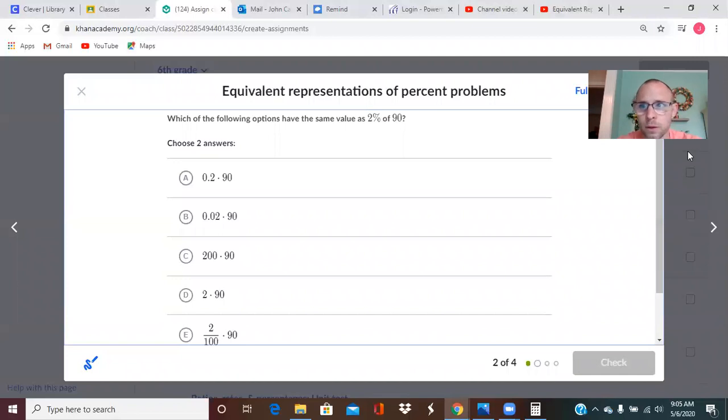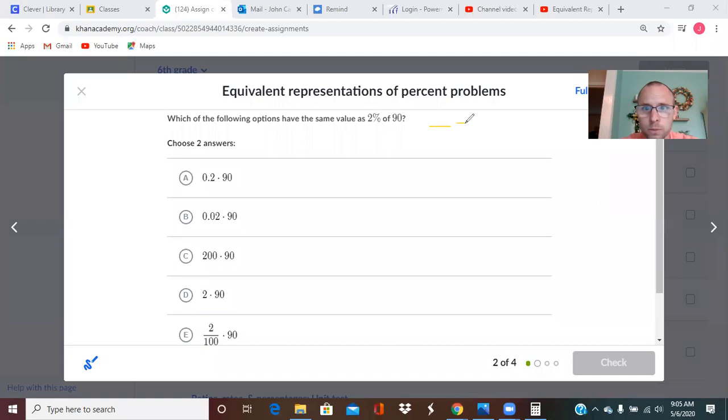90. All right, so what we're going to have to do is simplify all of these to an answer, just a one number answer. And then we're going to have to find the value of 2% of 90. And then we're going to have to see which of the A, B, C, D, and E are equal to 2% of 90. So I'm going to go ahead and get started on that. Let's start by finding 2% of 90.